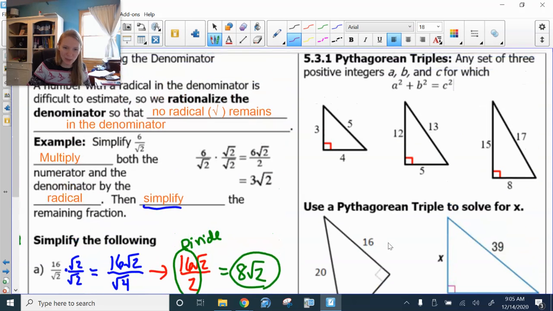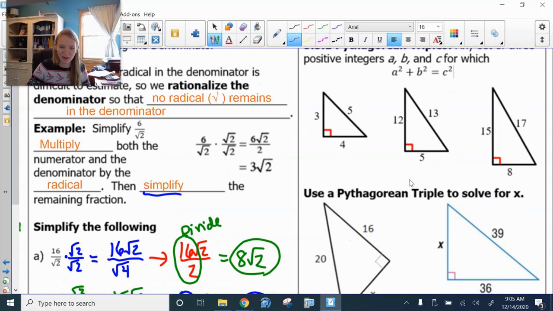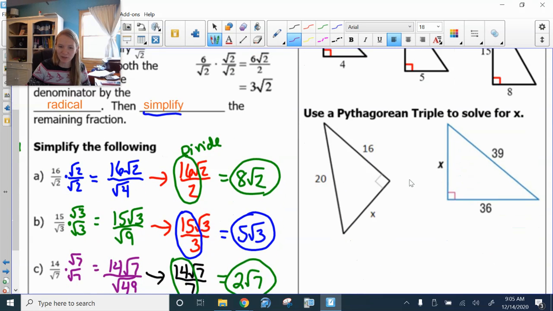So the last ones here, this is what we talked about today, the Pythagorean triples, any set of 3 positive integers that satisfy a squared plus b squared equals c squared. So here we have our 3, 4, 5 triple. Here we have our 5, 12, 13 triple. Here we have our 8, 15, 17 triple. It's all the same. It's just examples of different triples.